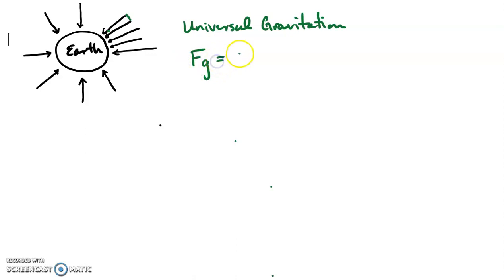Fg equals GMM over R squared. Now, this is a bit different than what we think of as universal gravitation, because when we think gravitation, we think Fg equals mg. Well, this is only true on Earth, and this is kind of true everywhere. All right, so let's talk about what all of this stuff means.